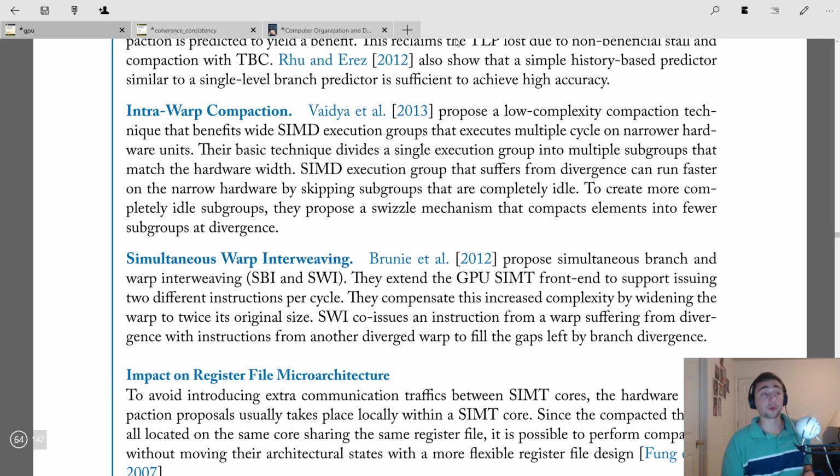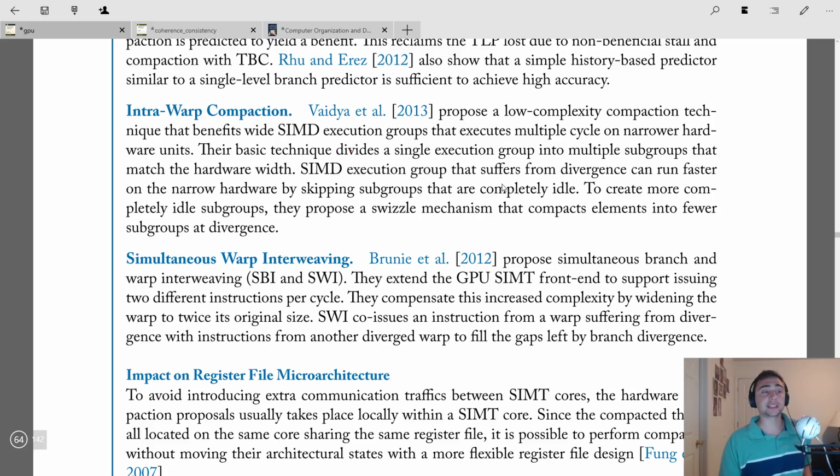So the next thing is interwarp compaction from 2013. So it proposes a low complexity compaction technique that benefits wide SIMD execution groups that execute multiple cycles on narrower hardware units. So the basic technique divides a single execution group into multiple subgroups that match the hardware width, right? So instead of having, say, a wide group that we're all executing at the same time, we divide it up into smaller subgroups for the hardware, right?